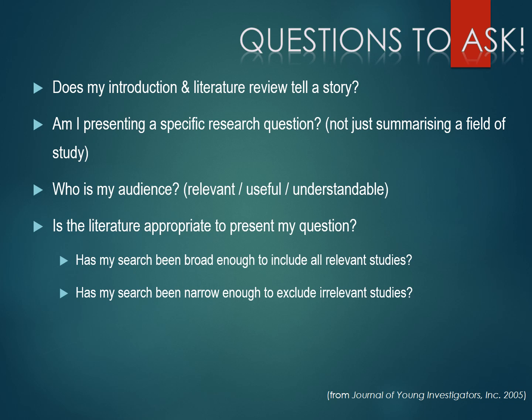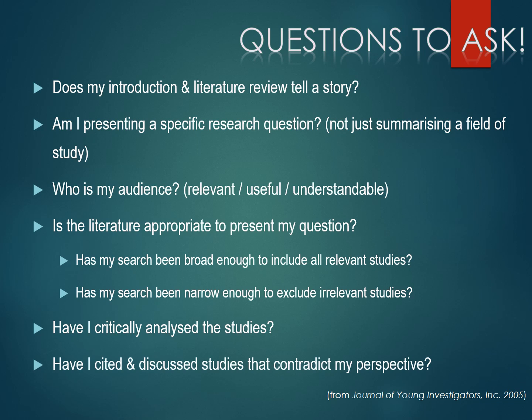So has my search been broad enough to include all relevant studies, but has it also been narrow enough to exclude irrelevant studies? Have I excluded talking about all the multifactorial factors of hypertension? And have I actually focused it in actually just talking to the genetic factors of hypertension? Have I critically analyzed the studies? Have I cited and discussed studies that contradict my perspective? People often like to ignore them. They are important and they provide great discussion at the end of your manuscript.